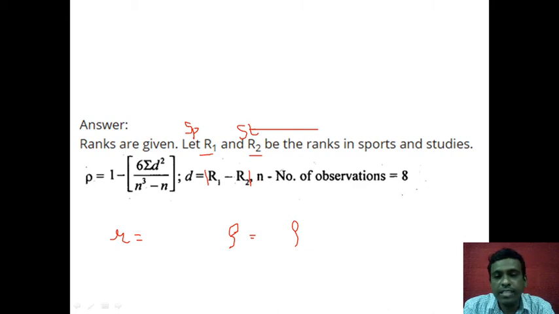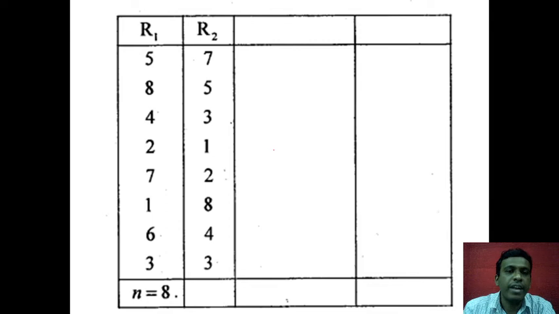Similarly, as in the previous problem, n is the number of observations, that is equal to 8 in this problem. As I've told you, the first step is we have to write it down in vertical format. So I'm writing the ranks obtained by the students in sports and the ranks obtained by the students in studies in vertical format. So 8 students are there, 1 2 3 4 5 6 7 8, no need to write. So that is why we have n equals 8.